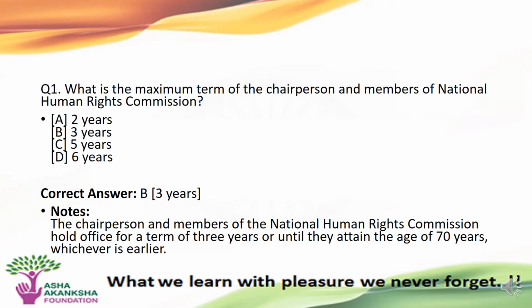The first question is, what is the maximum term of a chairperson and the members of the National Human Rights Commission? Options are A, 2 years, B, 3 years, C, 5 years, or D, 6 years. The correct answer to this question is B, that is 3 years. The chairperson and the members of the National Human Rights Commission hold office for a term of 3 years or until they attain the age of 70 years, whichever is earlier.